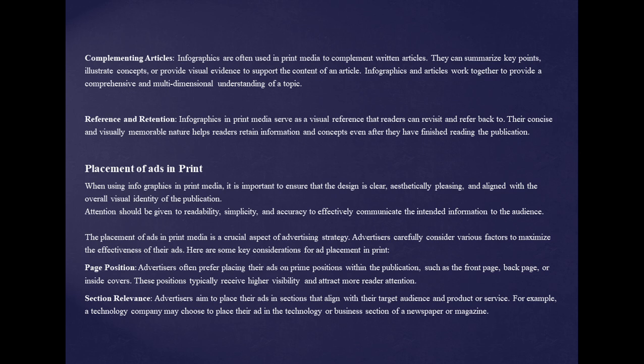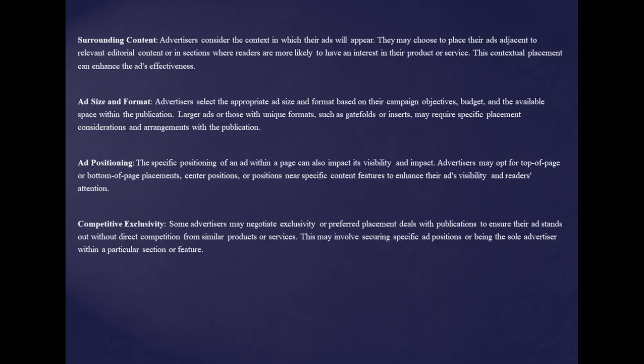Advertisers aim to place their ads in sections that align with their target audience and product or service. For example, a technology company may choose to place their ad in the technology or business section of a newspaper or magazine. Surrounding content.